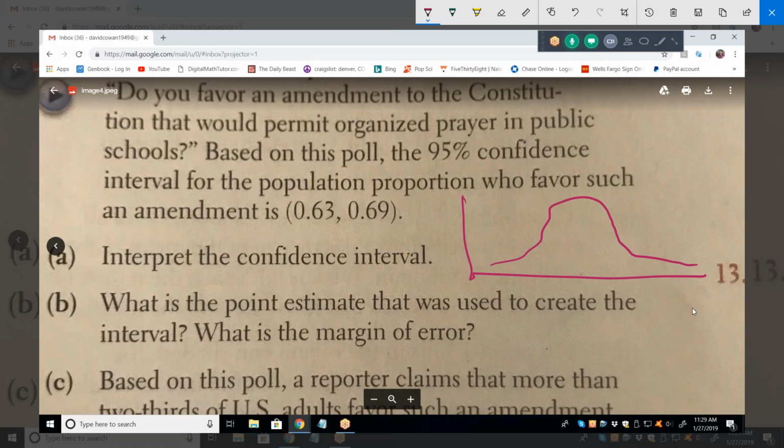So that value right there, if you interviewed enough people, you would find that 66% of them would favor this amendment. Now, it says there's a 95% confidence interval for the entire population. Well, 95% corresponds to 2 sigma, right?